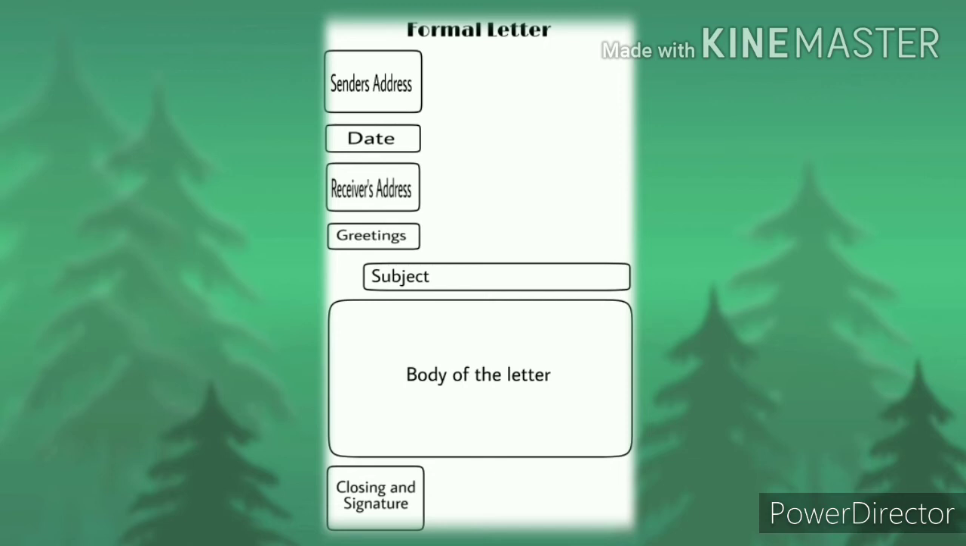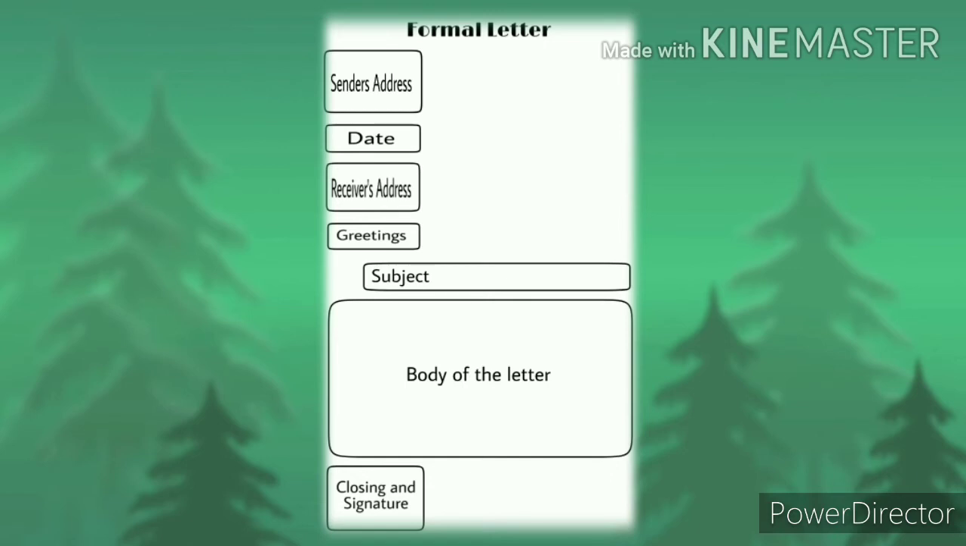After that, we leave one more line and write the greetings. Always remember, this is a formal letter, so your greeting should be formal. Never use dear. You have to write respected sir or respected madam. After that, we leave one line and write the subject. Subject is the sum up of the body of this letter. Subject is something which tells the reader what this letter is about. So, in short, he comes to know what this letter is about.